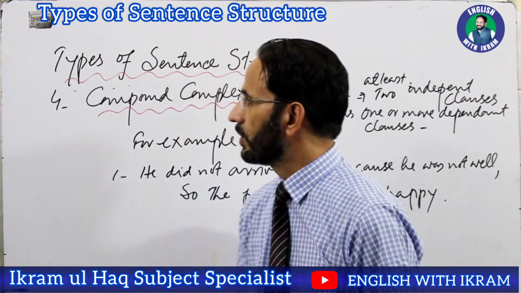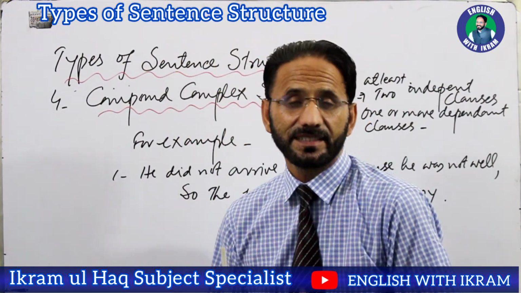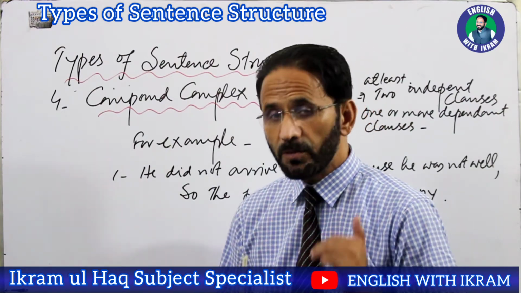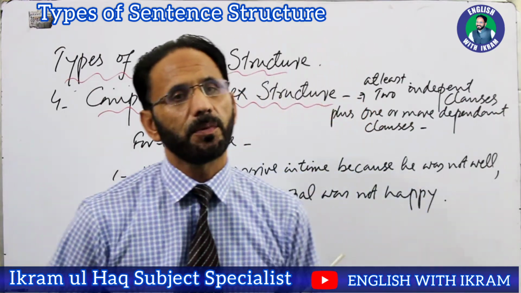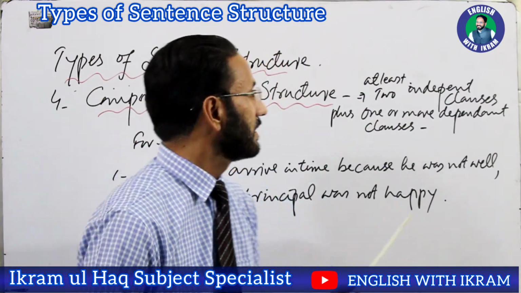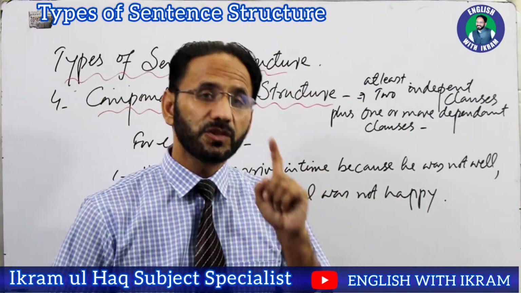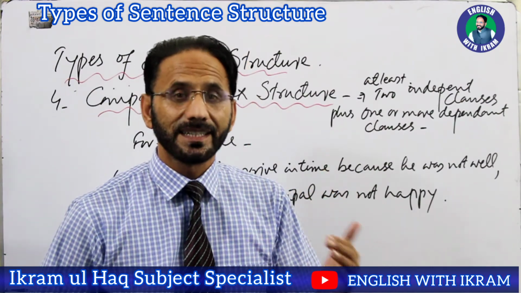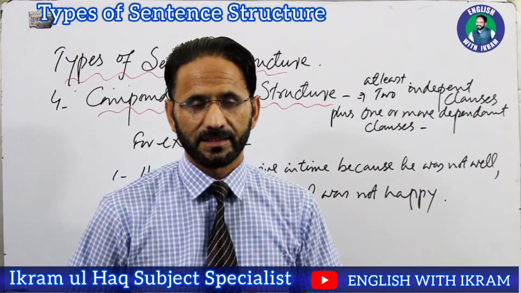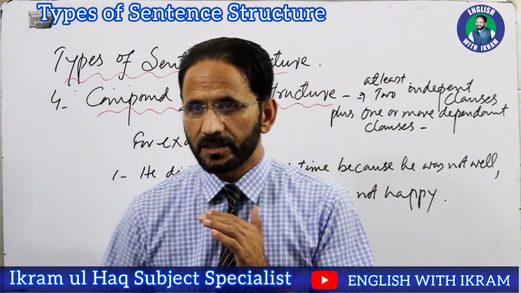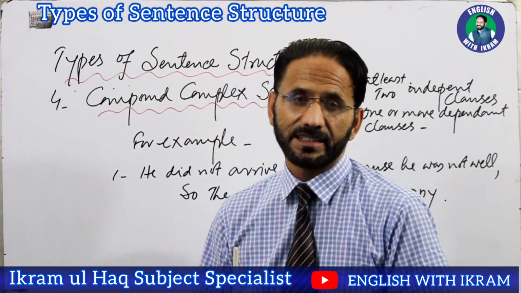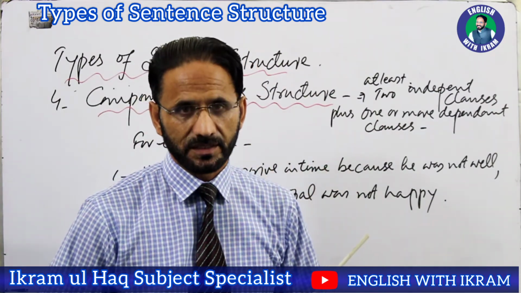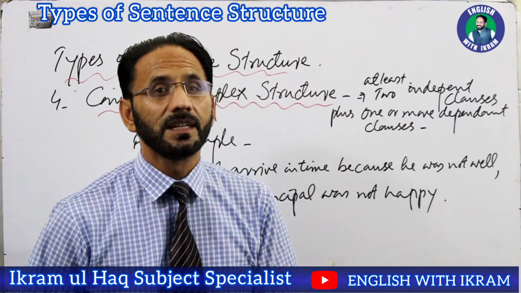Sentence structure number 4 is the compound complex sentence structure. This is number 4 sentence structure, compound complex sentence structure. And what is compound complex sentence structure? It consists of at least 2 independent clauses plus one or more than one dependent clauses. Is that clear? Compound complex sentence structure is the combination of at least 2 independent clauses plus one or more than one dependent clause.